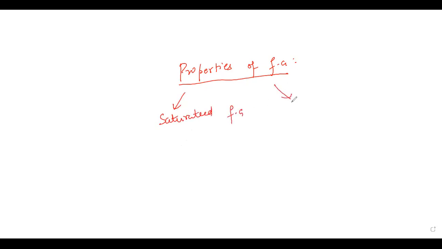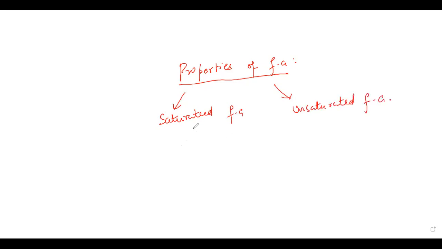Properties of fatty acids. There are more than 30 types of fatty acids that are found in the living forms. Acetic acid is the simplest kind, and the most complex type is the stearic acid. These fatty acids can either be saturated fatty acids or unsaturated fatty acids.